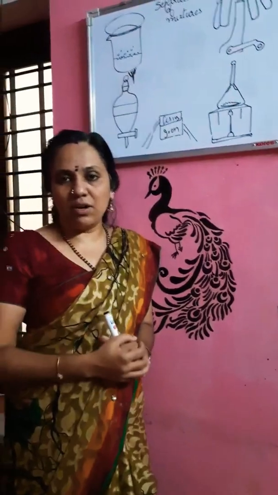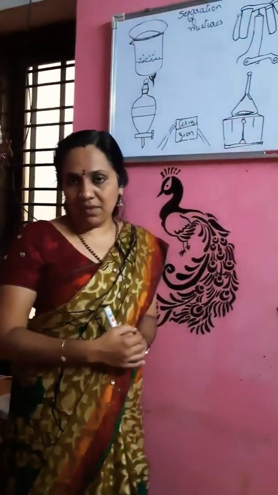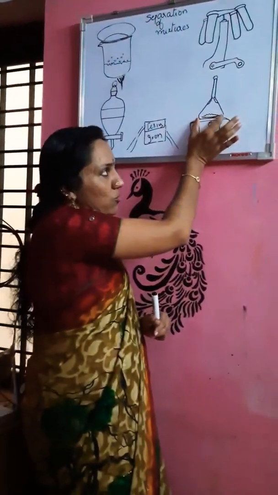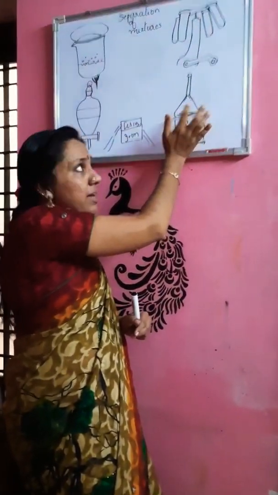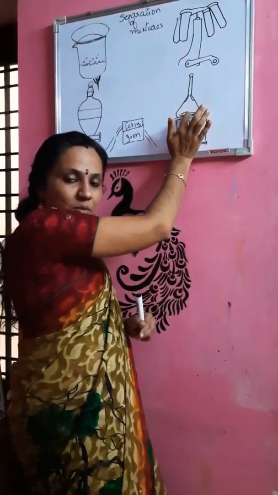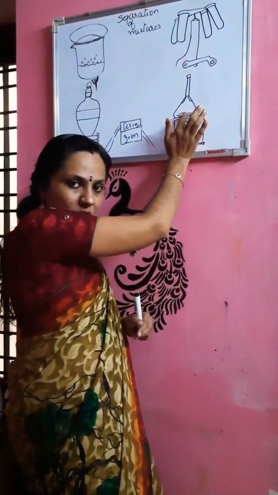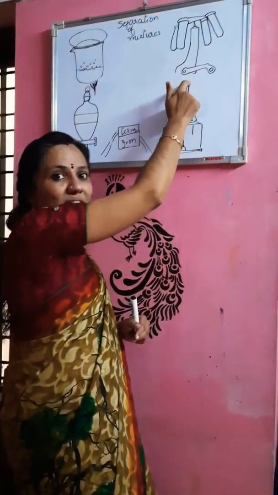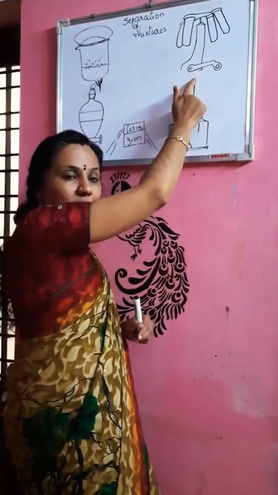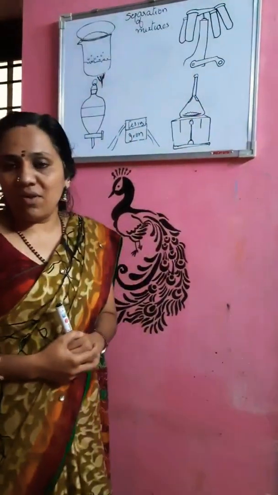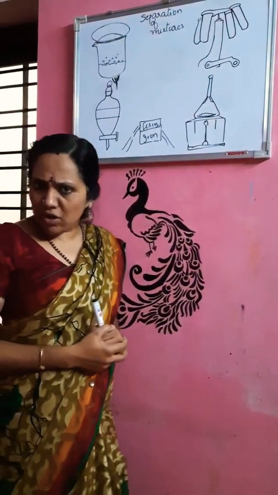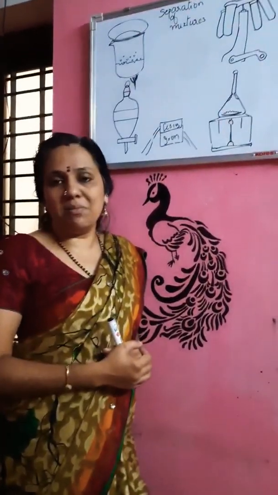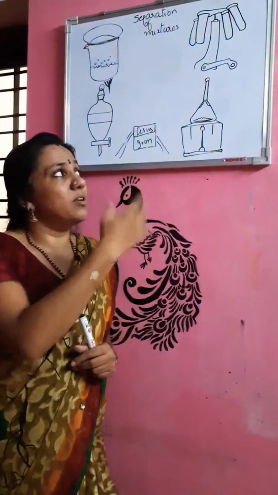Wet cotton, because vapors will be coming, and we are heating this. We take a crucible or a watch glass, and in that we keep the mixture of ammonium chloride and sodium chloride, or salt. We cover it with an inverted funnel. The nozzle of the funnel is closed with a wet cotton, and we heat it. When we heat it, what will happen? Naturally, sodium chloride has a high melting point.